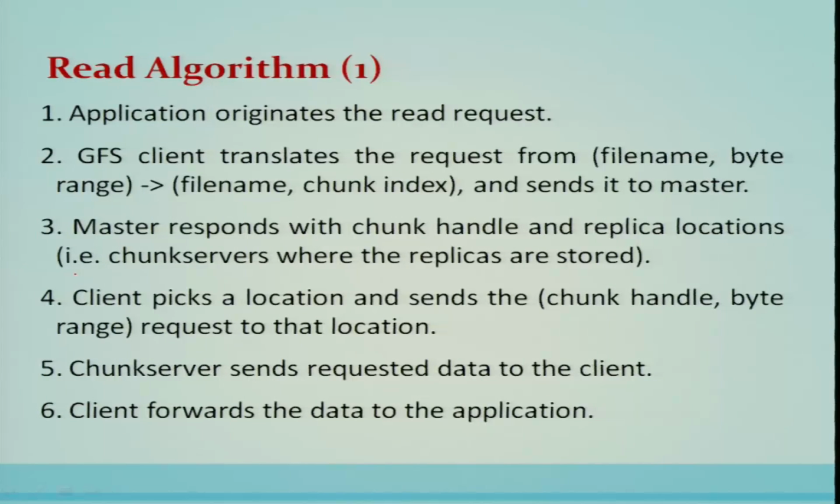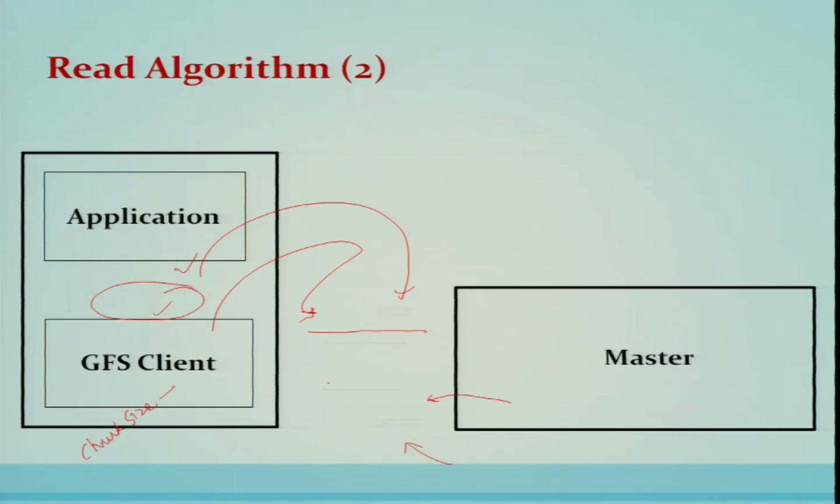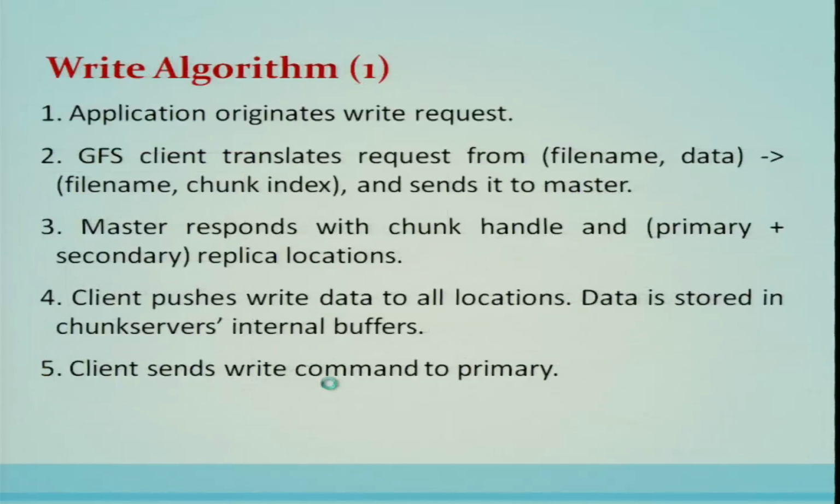Let me read out all the steps. The application originates the read request, the GFS client translates the request from file name and byte range to the file name and chunk index and sends it to the master, that I have explained. The master responds with the chunk handle and the replica locations. Now, the client picks the location and sends the chunk handle and a byte range with a request to read to that particular location. The chunk server sends the requested data to the client, and the client forwards the data back to the application. So, that becomes the read algorithm.